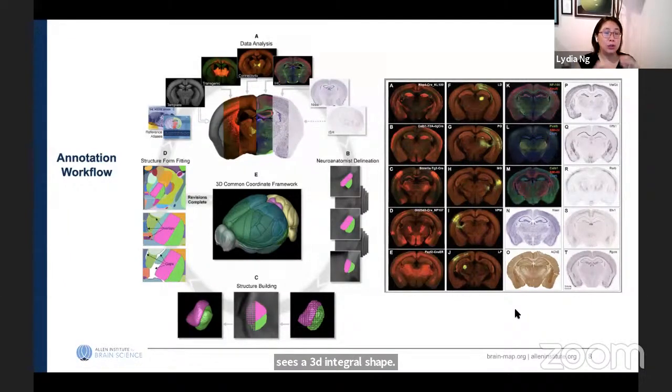And even then, when you've done this for a nucleus, a set of nuclei, at the end of the day, everything needs to fit together. So there's a refinement step to make sure everything is adjacent to each other if they need to be in the final 3D product.